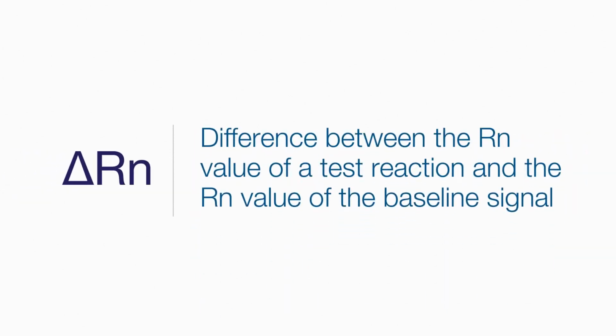Similarly, delta RN is the RN value of an experimental reaction minus the RN value of the baseline signal. Maybe you're wondering what RN means. RN stands for normalized reporter. It is the fluorescent signal from the reporter dye normalized to, or divided by, the signal from a passive reference dye.